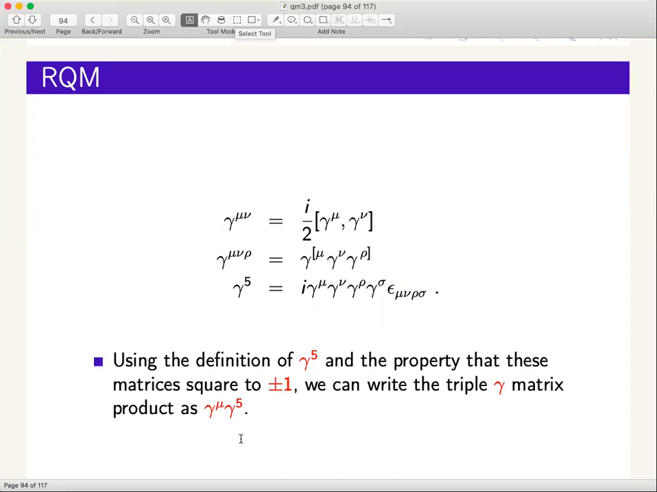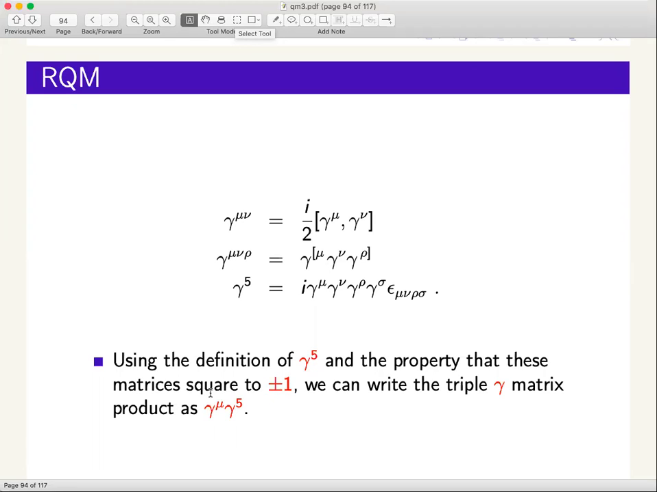Okay, so therefore gamma mu gamma phi has a property that under parity it does not change sign, and therefore we would interpret that as a pseudo vector. Now, one simple pseudo vector that we know of is the angular momentum vector. The angular momentum vector L is written as R cross P.